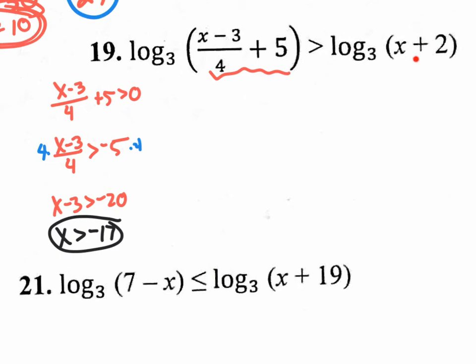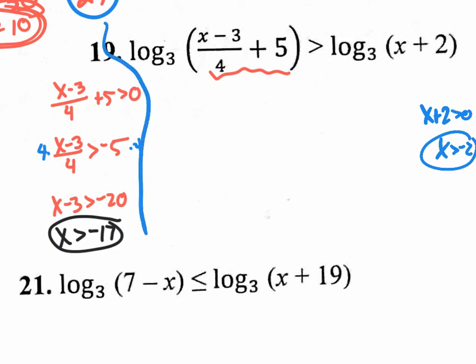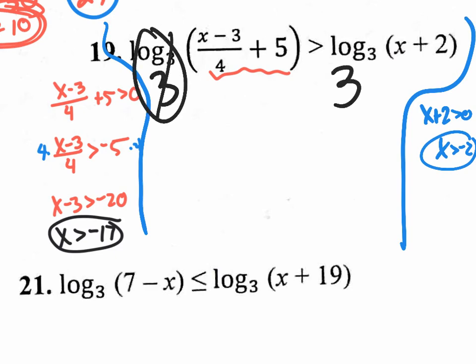This other one is x plus 2. That has to be greater than 0. So if I do that right here on the side, x plus 2 has to be greater than 0. X has to be greater than negative 2 when I solve that. But let's go to the whole equation and solve it by raising it to the power of base 3, so that could eliminate the log. We end up with (x minus 3) over 4 plus 5 is greater than x plus 2.